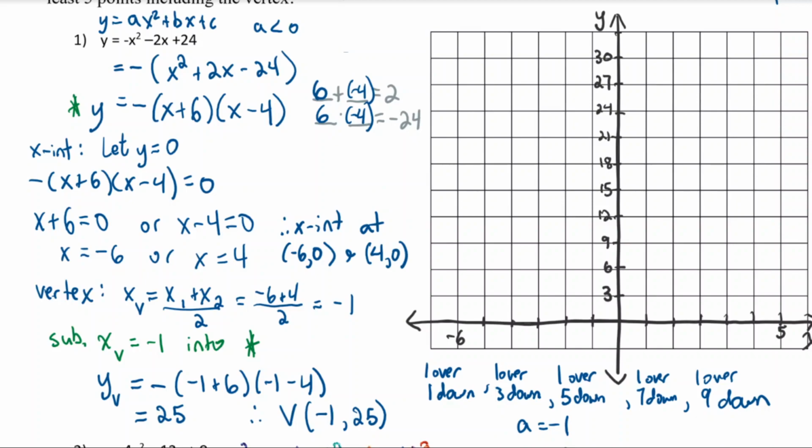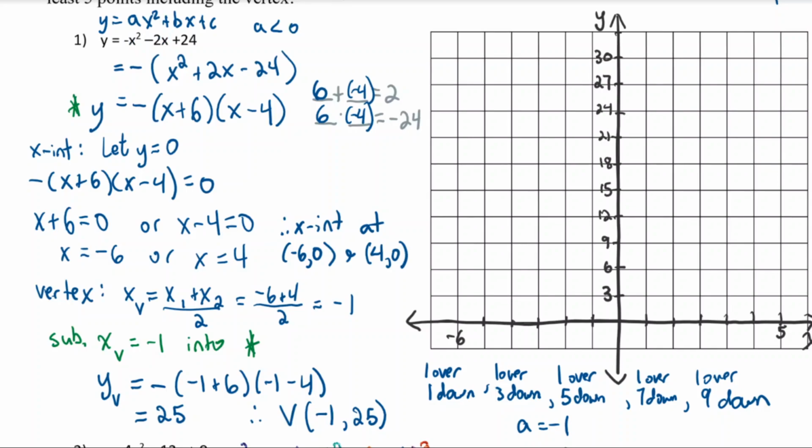The other thing I can see very easily with this standard form is this 24 tells me the y-intercept. Because look, if I let x equal 0, that's how I find the y-intercept, right? If I let it equal 0, this term is going to go to 0, this term is going to go to 0, and I'm left with the 24. So we can very easily see the y-intercept is 24.